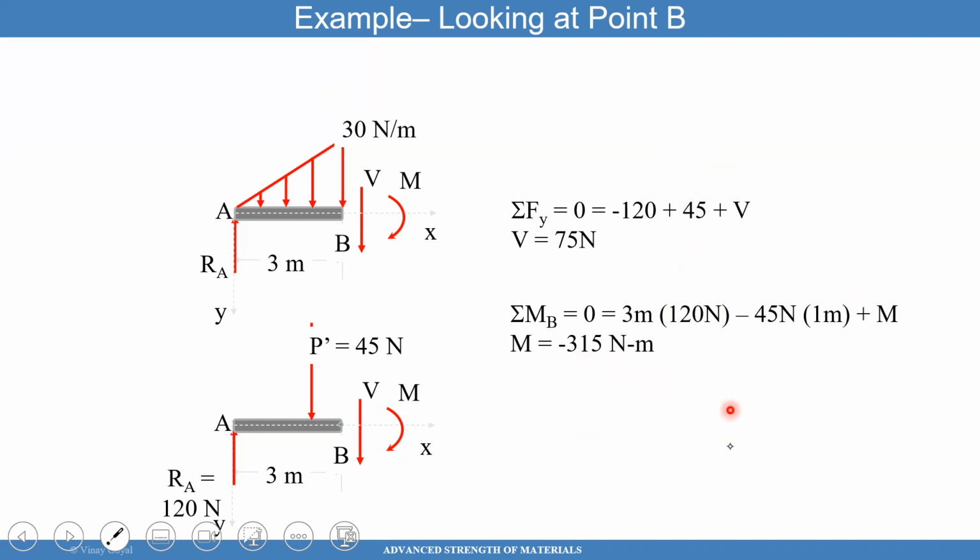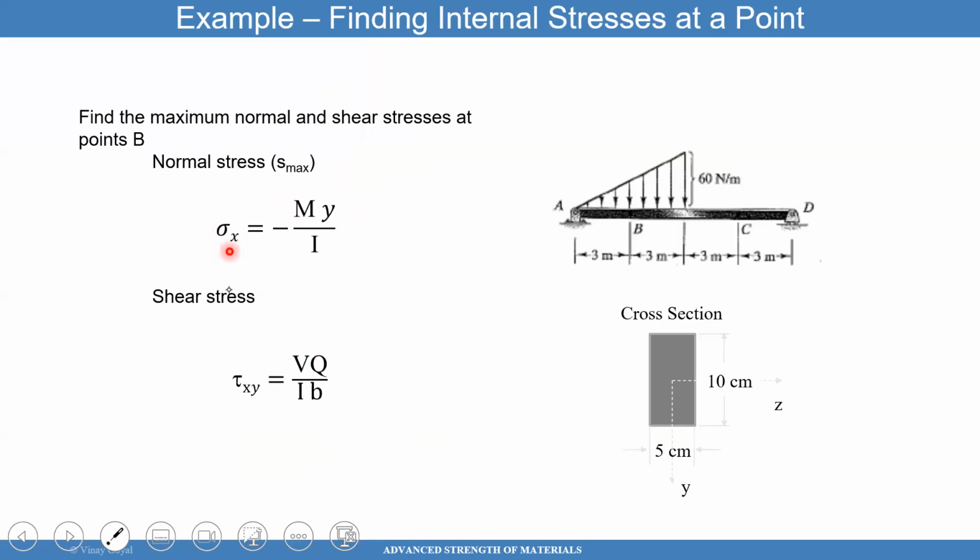Any questions on these basic calculations that were covered in a different class? Everybody has seen this? Good. So it's a kind of good review, top level, right? But now what I can do, I know the stress is My over I, and I know shear stress is VQ divided by IB, and the cross section is given to us as 10 centimeters by 5 centimeters.